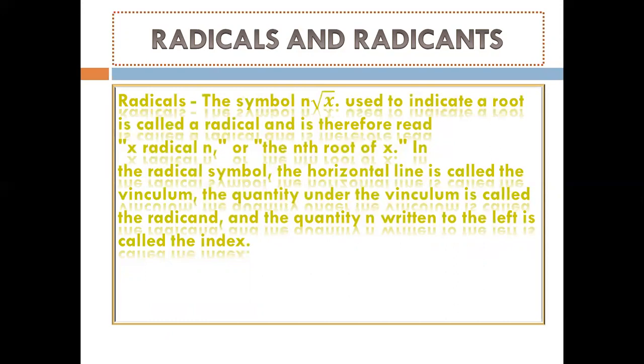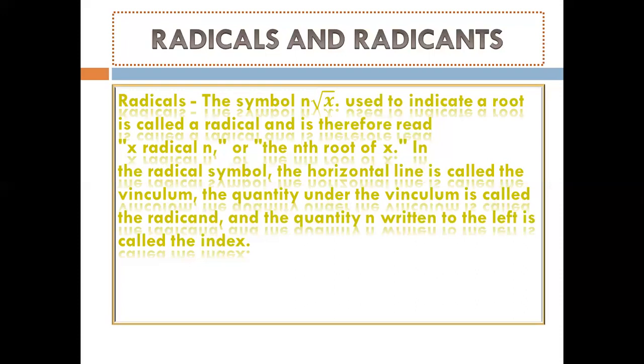The next topic is concepts of radicals and radicands. Radicals: the under root sign, the square root sign, is called the radical sign, and the numbers which we write under the radical sign are called radicands. And the number which is written outside the radical sign is called the index of that radical.